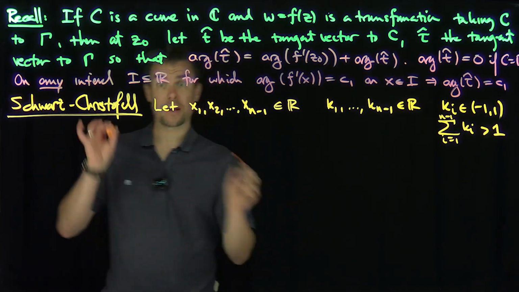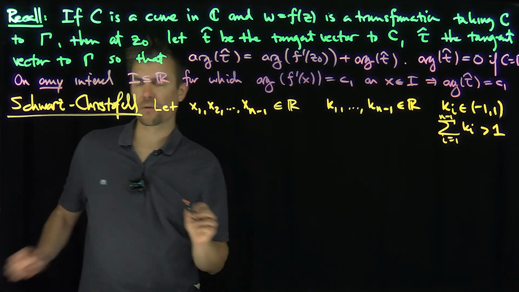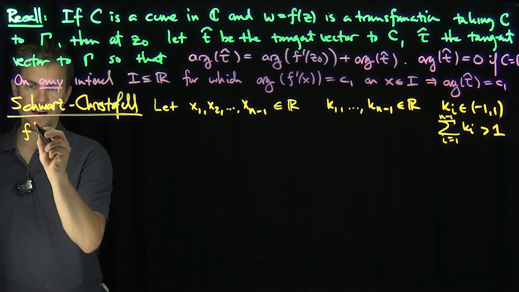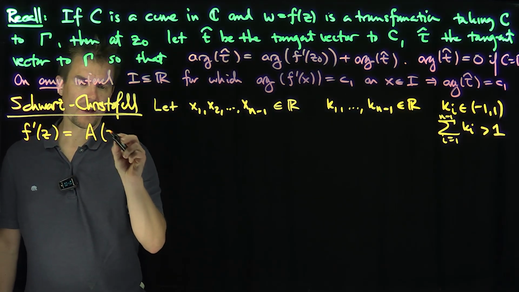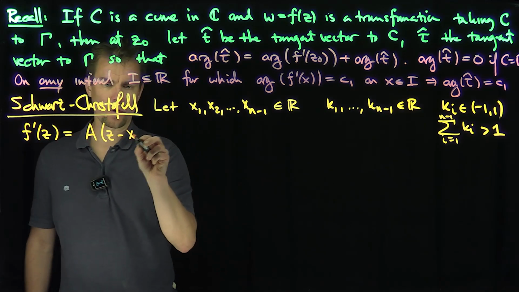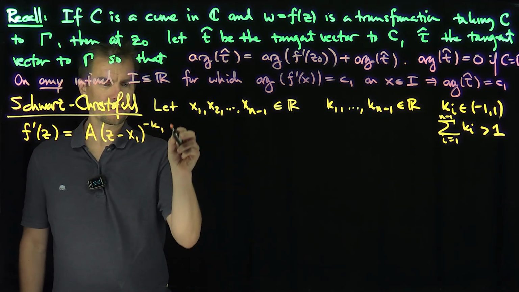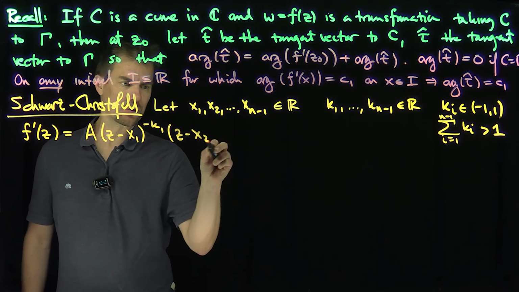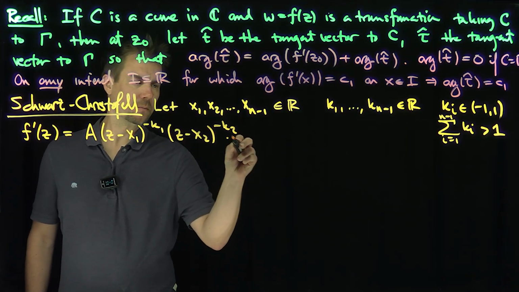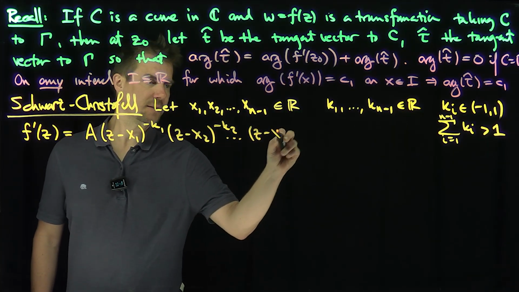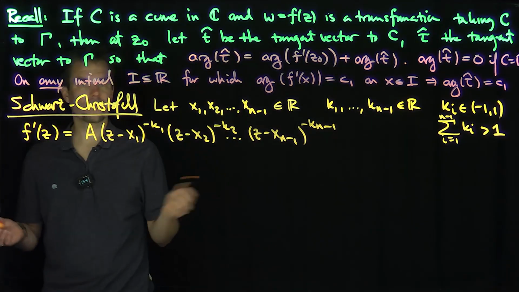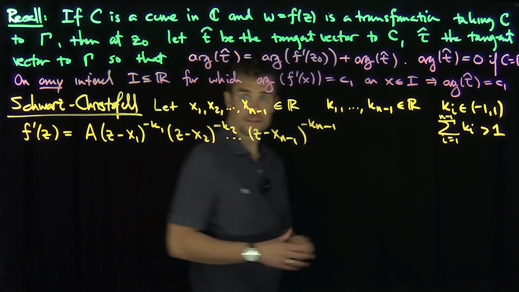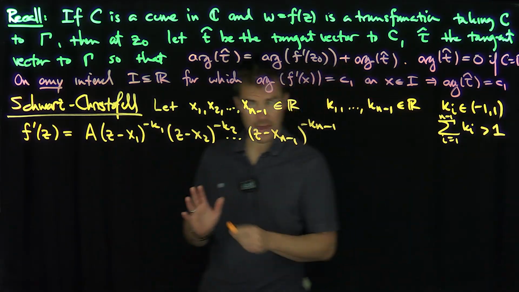Now, here's the mapping. I'm going to give you the derivative, right? And we're going to see why the derivative works, right? So f prime of z is just some constant a, times (z minus x1) to the negative k1, times (z minus x2) to the negative k2, all the way down to (z minus x_{n-1}) to the negative k_{n-1}. Beautiful, okay? Now, why is this going to work, okay?